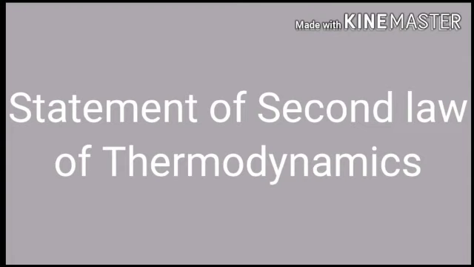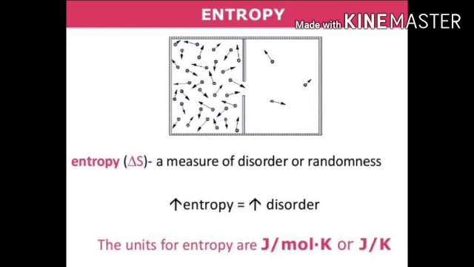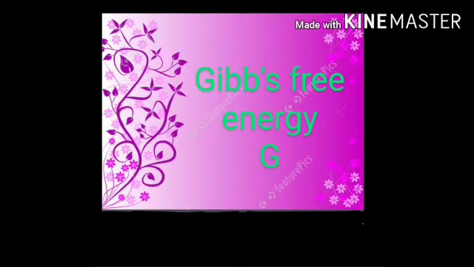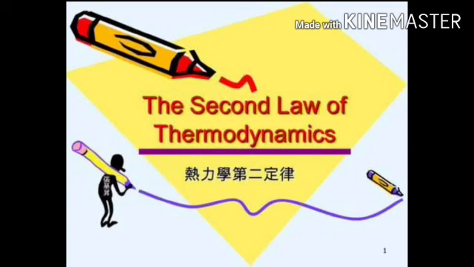Second law of thermodynamics introduces the entropy term. Entropy means disorderness or randomness of molecules of a system. Now we have to learn Gibbs free energy. The second law of thermodynamics has many applications.